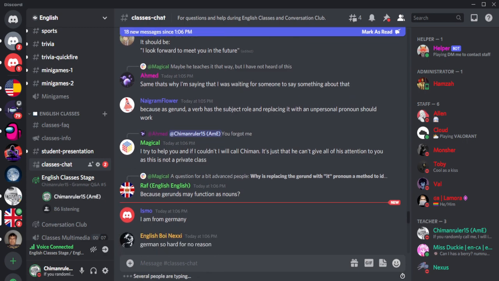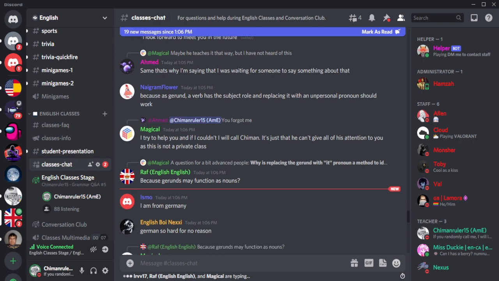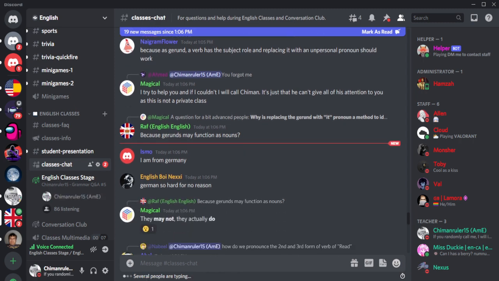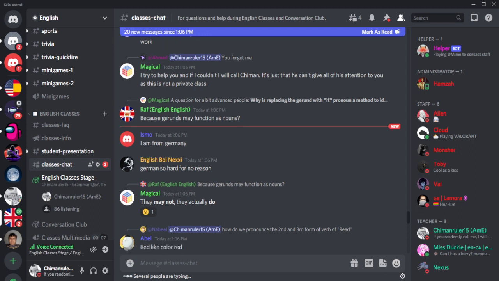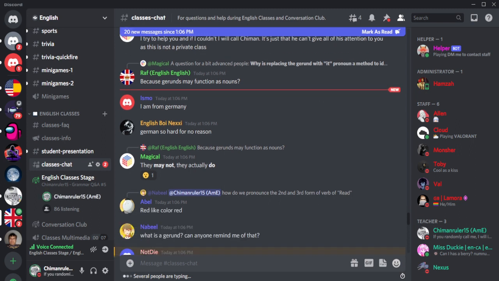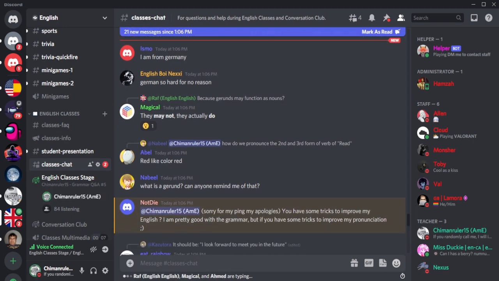And yeah, it's exactly as Niagram Flower pointed out. When a verb is a gerund, it has a subject role. So replacing it with the personal pronoun should work. Yeah, exactly. If gerunds can function as nouns, they can technically be replaced with pronouns too, because pronouns take the places of nouns.